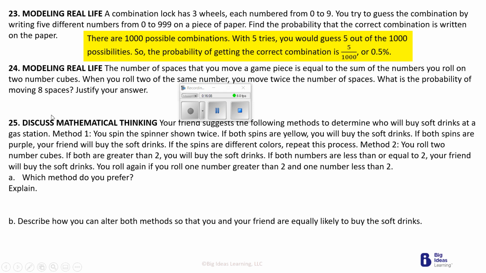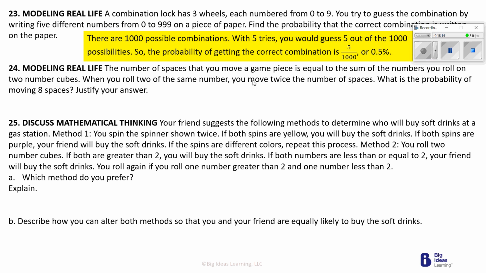Number 12, or number 25, excuse me, says, put this over here. Your friend suggests the following methods to determine who will buy soft drinks at a gas station. Method 1, you spin the spinner shown twice. I see no spinner, so I'm going to have to find it. All right, I found the spinner here. It said method 1, you spin the spinner shown twice. If both spins are yellow, you buy the soft drink. If both spins are purple, your friend will buy the soft drink. If the spins are different colors, repeat the process.